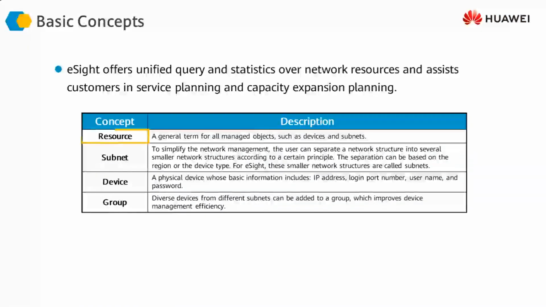These are the different terms we use on the eSite: the resource, the subnet, the device, and the group. Device is any device, resource could be any resource, it could be a subnet or a network or whatever. A subnet is the smaller division of any resource, and a group is when you combine multiple devices in the form of a group, and you can manage them collectively as one group.